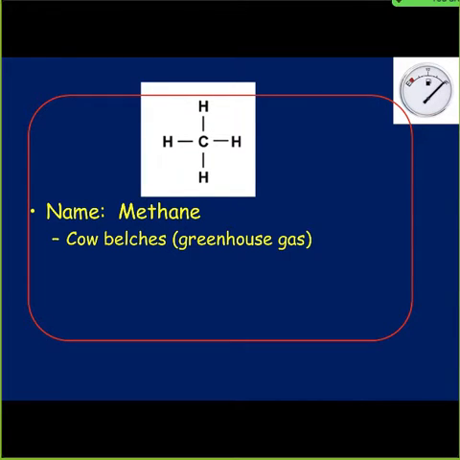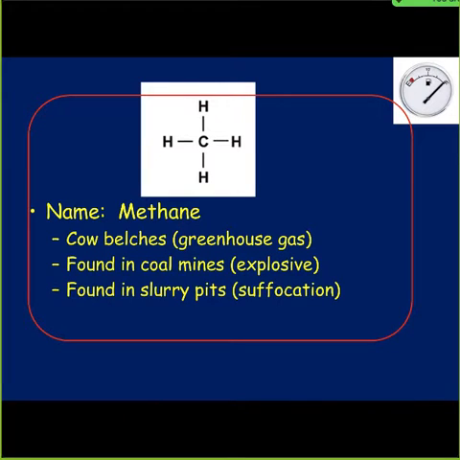It is a greenhouse gas, so that in itself is a bad thing. We've already talked about the fact that it's found in coal mines and it's explosive. And we use the fact that methane will go on fire in our labs. We've talked about the slurry pits, so that is suffocation. You don't smell methane. There's no smell to methane. So when you're in a slurry pit, the smell you're smelling are different gases. And unfortunately, those gases block the receptors in your nose very quickly and you stop smelling it, which is why people have issues in slurry pits, because they actually smell nothing, so they think it's fine.